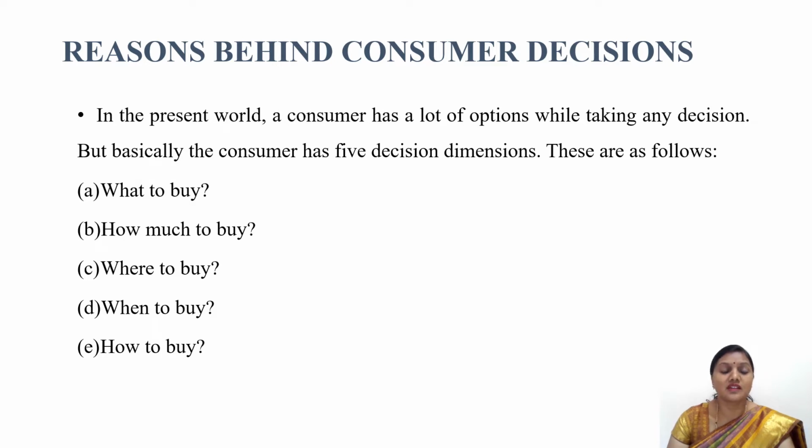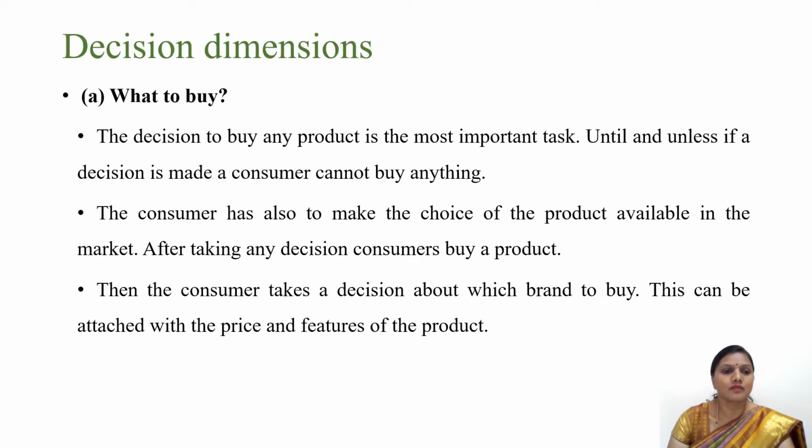So before the consumer decision making process, what to buy, how much to buy, where to buy, when to buy, all these decisions have to be taken by the consumers. Let us see the answers for these questions one by one. A, what to buy. The decision to buy any product is the most important task. Until and unless a decision is made, a consumer cannot buy anything. So the most important requirement is he should have an idea in his mind that he has to buy a product.